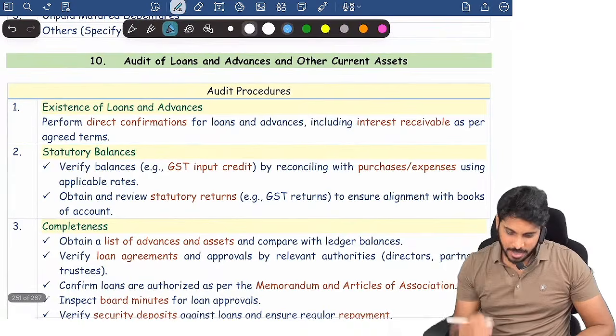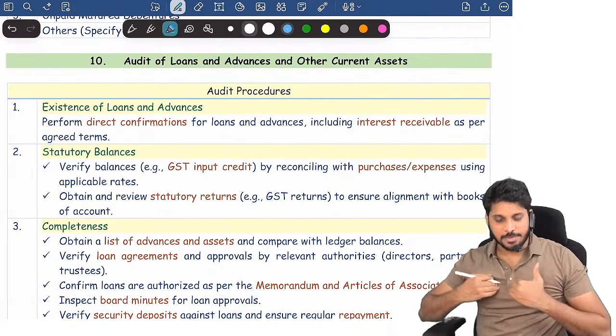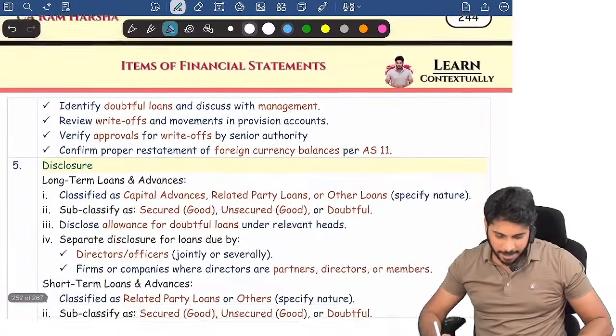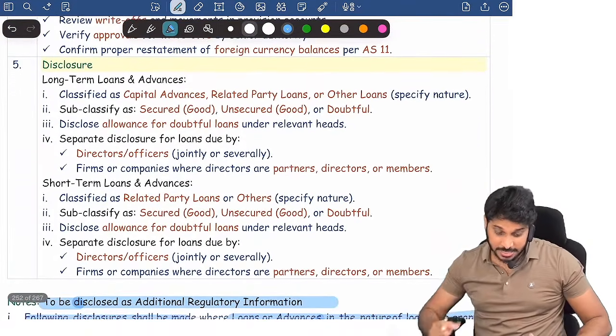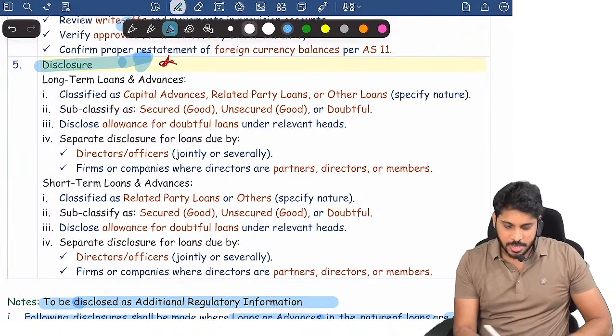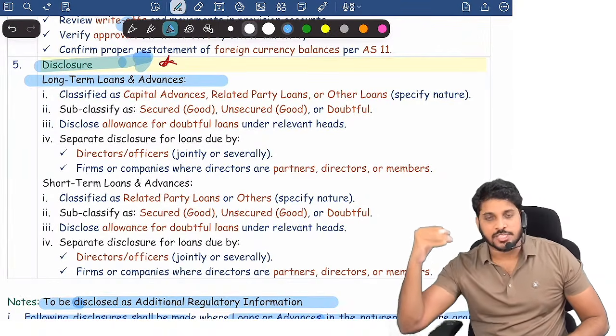That's it. Audit of loans and advances. Companies sometimes give a loan and advance, right? How to audit that? In this, I think loans and advances is not a big deal, guys. Disclosure point is important in loans and advances, guys. Disclosure. Suppose the company gave a loan and advance which is a long-term loan.